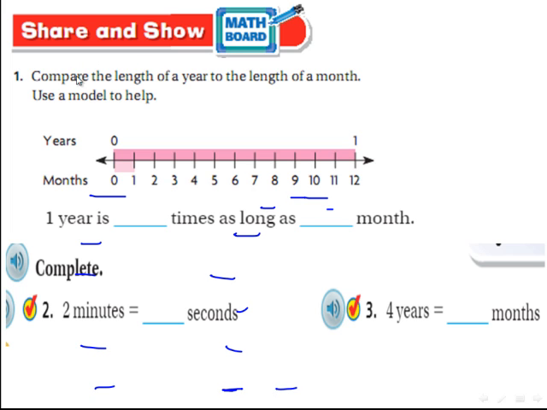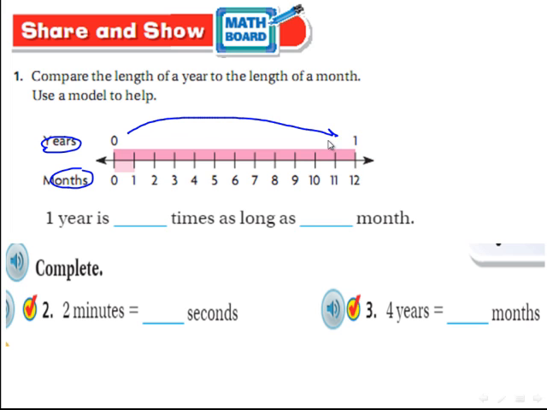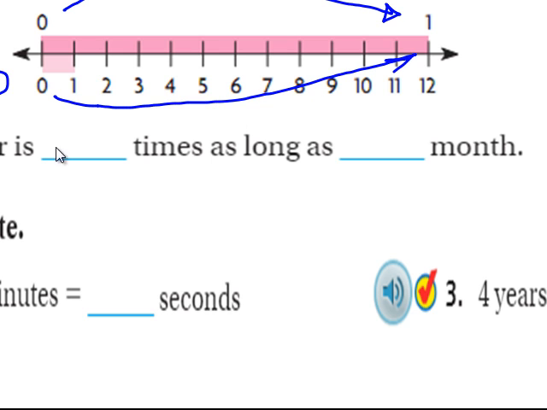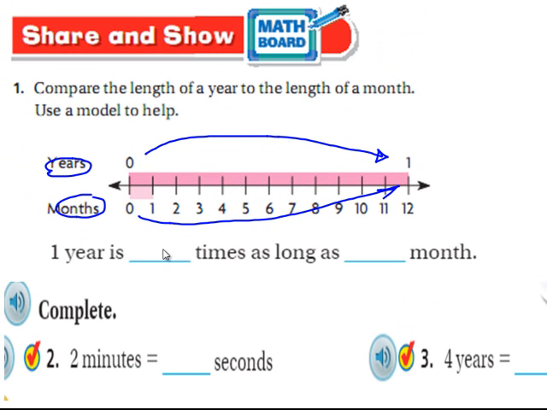Alright, let's go. Share and show time. Compare the length of a year to the length of a month. Use a model to help. Our essential question was, how can you use a model to compare between units of time? I'm going to compare between years and months. I have 1 year. How many months are there in 1 year? Great, 12. So 1 year is 12 times as long as 1 month.